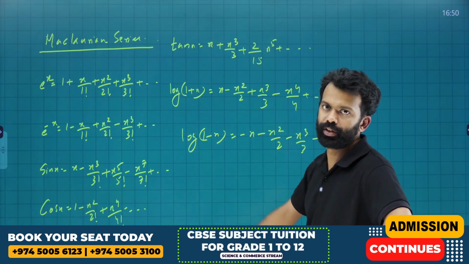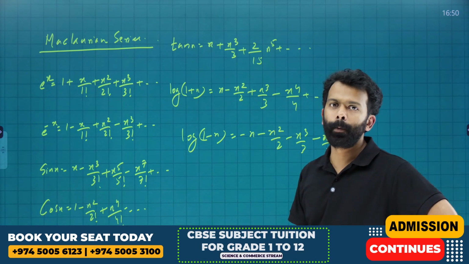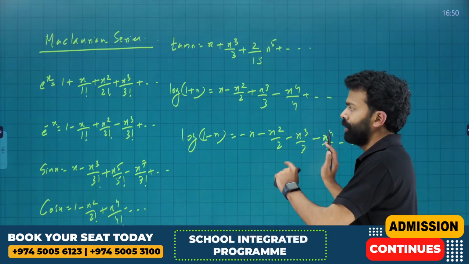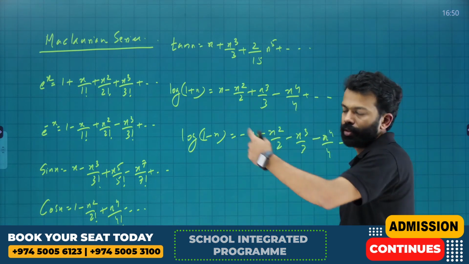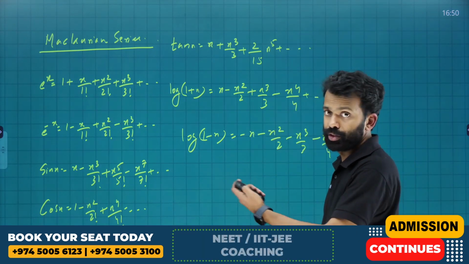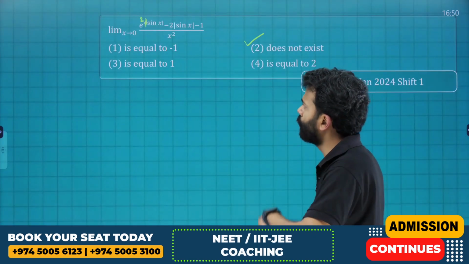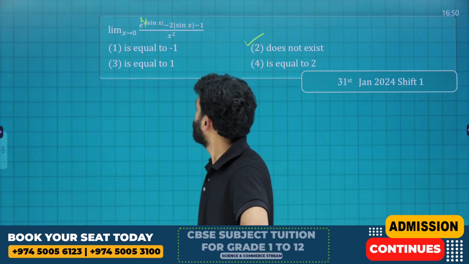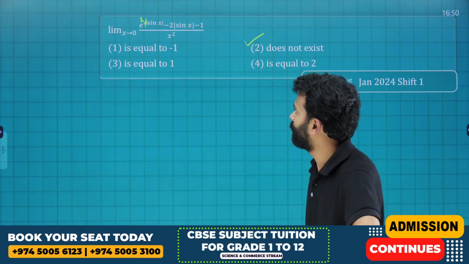Using this technique, we can formulate this one. If you want, you can pause it and write the note. Let's apply this on the question which was just shown before. Limit x tends to 0, e raised to 2 into mod sin x, minus 2 mod sin x, minus 1, divided by x square.